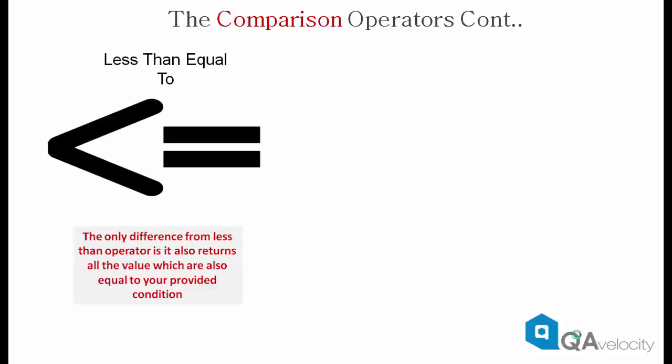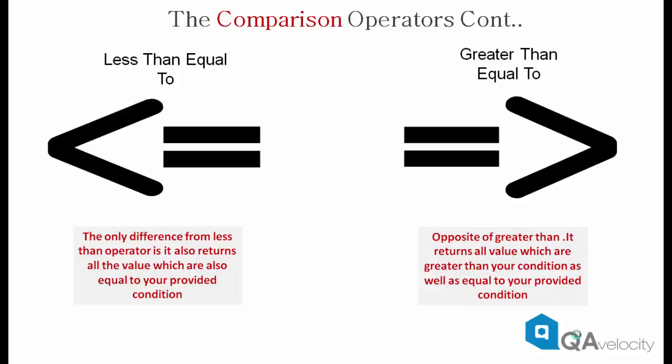Less than or equal to. The only difference from the less than operator is it also returns all the values which are equal to your provided condition. And finally, the greater than or equal to operator, it's the opposite of less than. It returns all the values which are greater than your condition as well as equal to your provided condition.